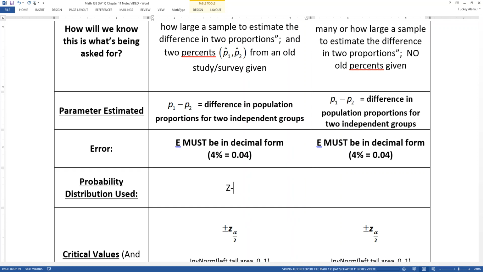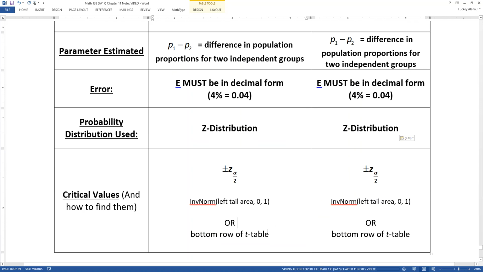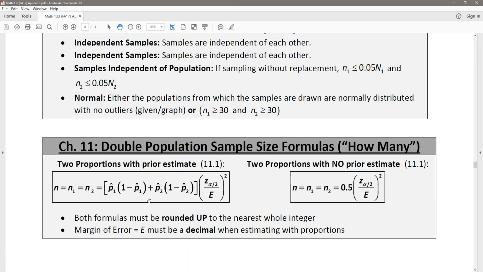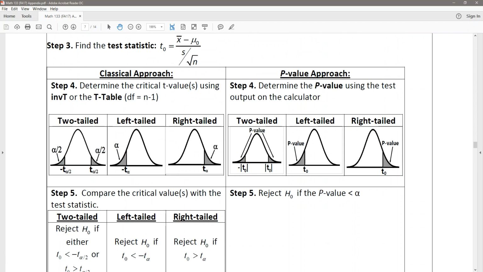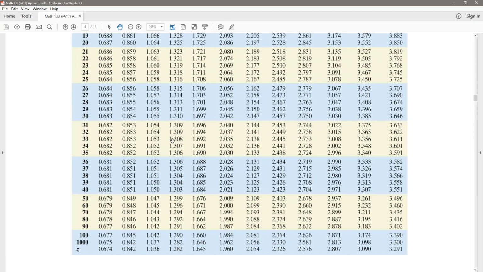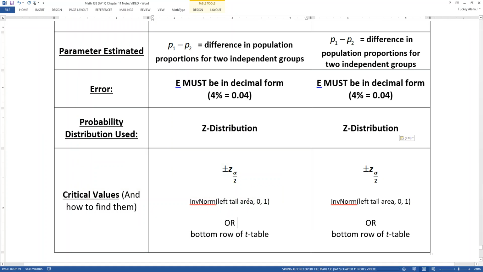Obviously, both of these are using the z-distribution as their probability distribution to construct the interval or to construct the sample size, and that means that you're going to use inverse norm or the bottom row of your T table, which has a few of the most commonly used z-scores, if you recall. So I've got to scroll up to this. There we have it. So this is the T table. On the bottom row, you can see there are 12 of the most commonly used z-scores. If it's not amongst those 12, then you're going to have to use inverse norm, left tail area, 0 and 1.